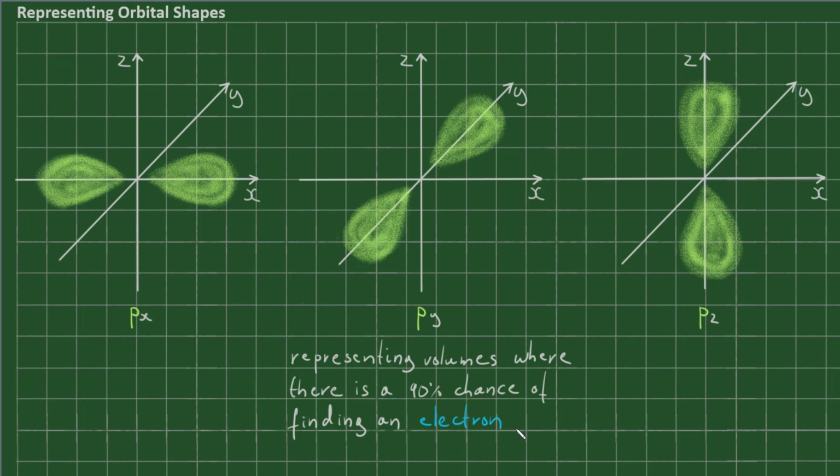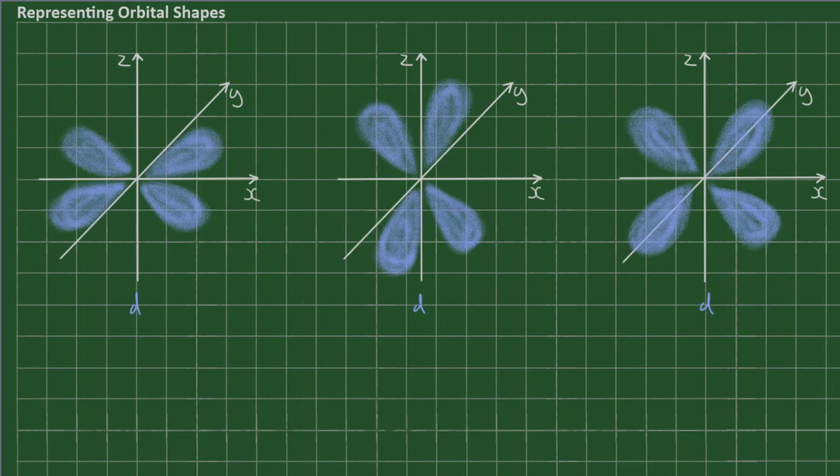Let me get rid of these and bring in the first three of the five d orbitals. So now we have these clover-shaped orbitals. The first one is in the xy plane, the second one is in the xz plane, and the third one is in the yz plane. Again, these fuzzy clovers represent volumes where there is a 90% chance of finding an electron.